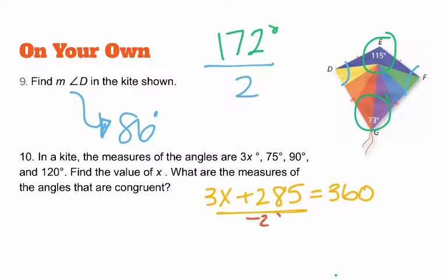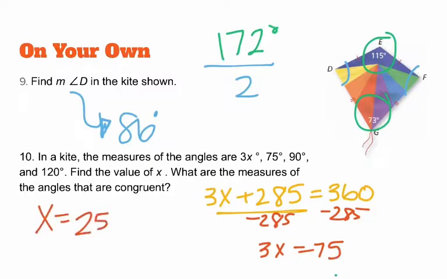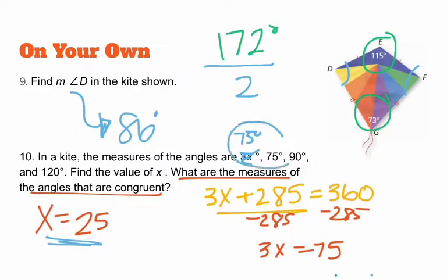Subtract 285 from both sides. 3x is equal to 75. Divide by 3, divide by 3. X is 25. Now it says, what are the measures of the angles that are congruent? Well, to figure that out, we got to plug this 25 back in, substitute it. So 3 times 25 is 75. And now we can see that we've got a 75, a 75, a 90, and 120. So the congruent angles are both 75 degrees.